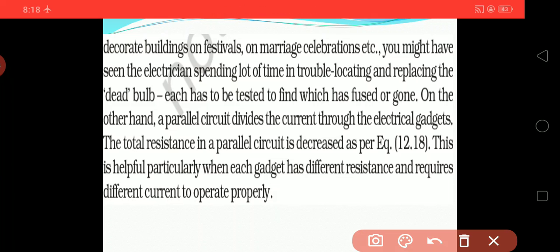Decorate buildings on festivals, marriage celebrations, etc. You might have seen the electrician spending a lot of time troubleshooting, locating and replacing the dead bulb. Each has to be tested to find which has fused or gone. The electrician has to work a lot. They will check for a dead bulb and which of them has fused, so the electricity can pass through the whole connection, the whole fairy light.